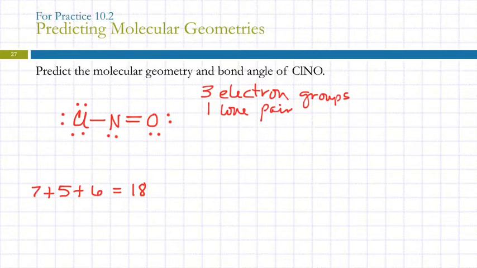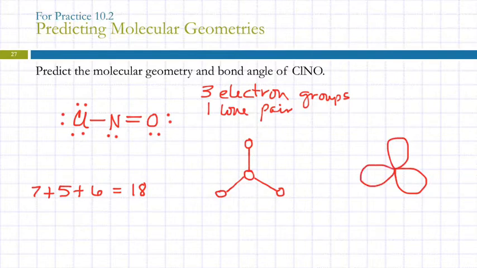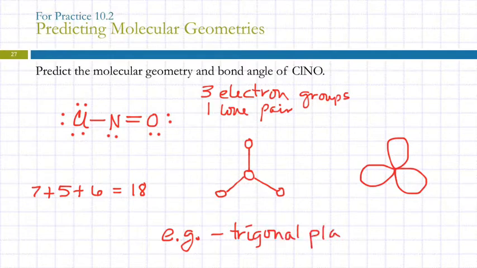Trigonal planar, right? So there's 1 in the middle, and there's 1 up here, and 1 over there, and 1 over there. Or think about balloons, right? What would balloons do? They would make a triangle, right? So our electron geometry, we'll often abbreviate that EG, is trigonal planar, because it's a triangle that's flat.